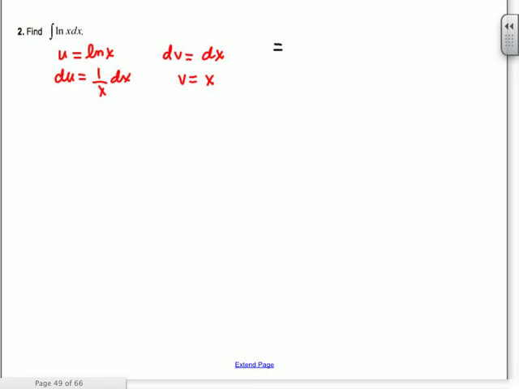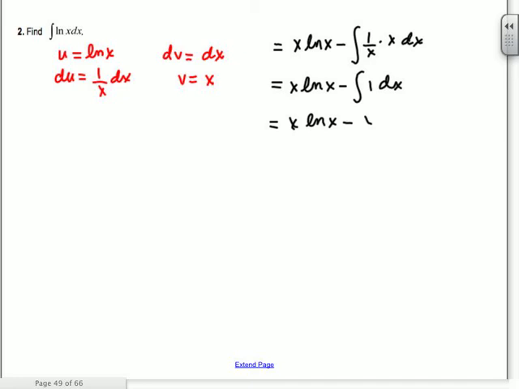So uv is x natural log of x minus the bottom row, v du. So what happens? Yeah, you get 1 over x times x dx. So you get x natural log of x minus the integral of 1 dx. So x natural log of x minus x. And that's your answer. Oh, plus c. Can't forget that.